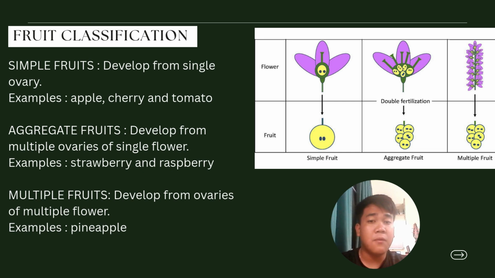And the second fruit classification is aggregate fruit, which develops from multiple ovaries of a single flower, for example, strawberry and raspberry. And the last one is multiple fruit, which develops from the ovaries of multiple flowers, for example, pineapple.